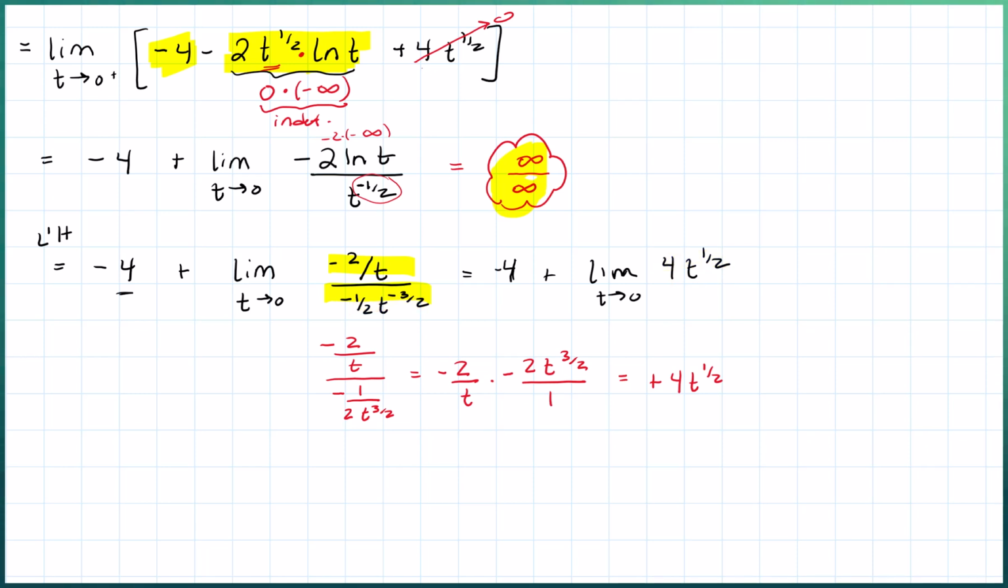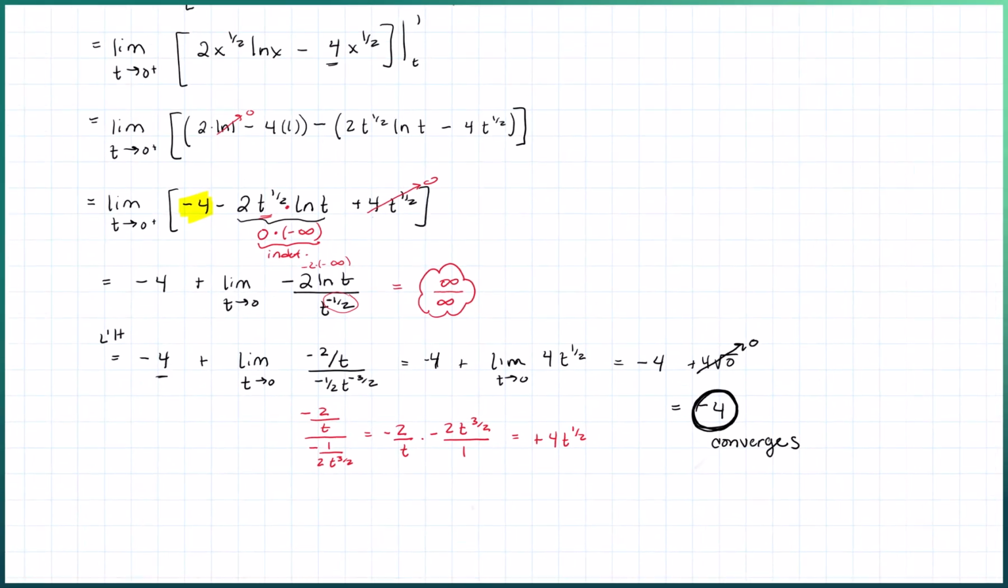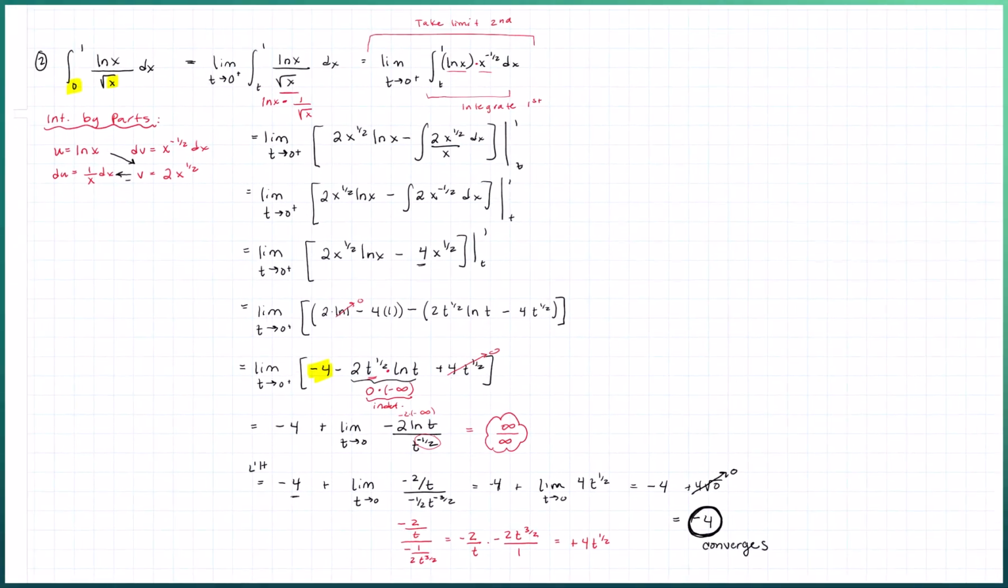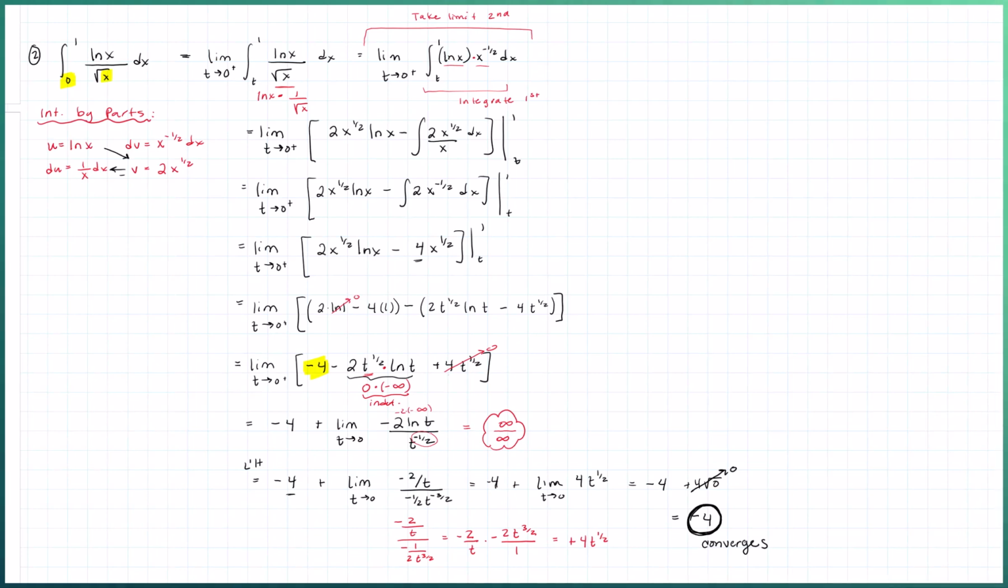So let me get rid of some of my highlights here so it's not too much, but I just wanted to follow through where we were at there. So now we're taking the limit as t is approaching 0. We still have that minus 4, but when I take the limit now I end up with 4 times the square root of 0, which of course is just 0. And so my result ends up being minus 4, which of course is a finite value, and so that means that this integral is converging. So this means that this integral from the beginning was converging, and it is converging to negative 4.